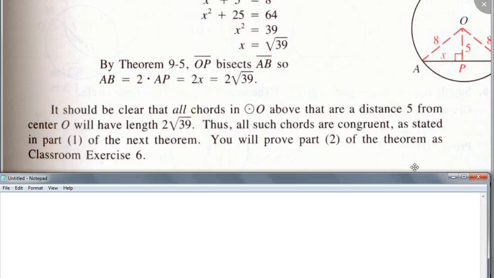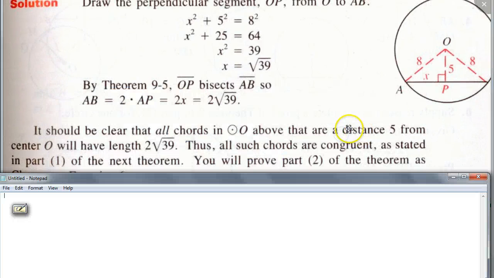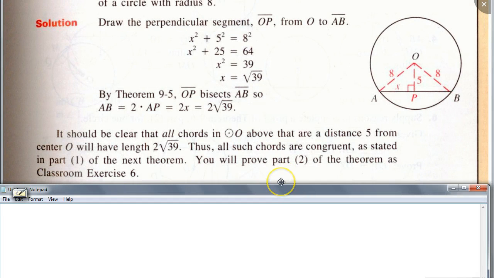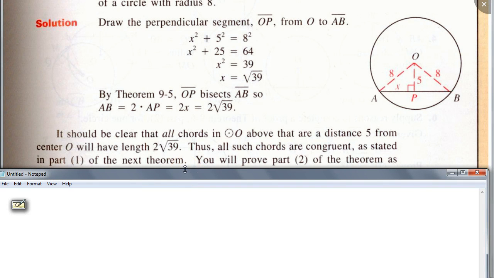Who could read this for us here? Reagan, can you read this for us? It should be clear then. Thank you. Figure 1.9. All the chords within the circle above that are distance 5 from the center O will have length 2 root 39 centimeters. Yeah, so look at this.